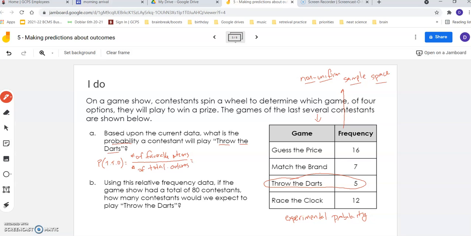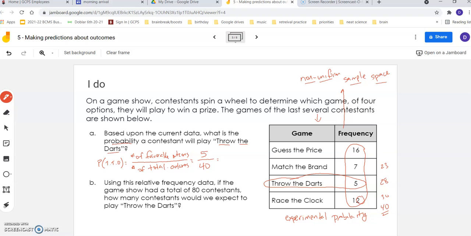All right, so favorable outcomes here was 5. The number of people that got that Throw the Darts game was 5. And the total number of outcomes is not given to us. We have to figure it out, right? So this is all the games played. I don't know how many total games that is. I have to figure it out. 16 plus 7 is 23, plus 5 is 28, plus 2 is 30, plus the other 10 is 40. So it looks like out of 40 total games, 5 were Throw the Darts. So the experimental probability that someone will play that game is 5 out of 40.